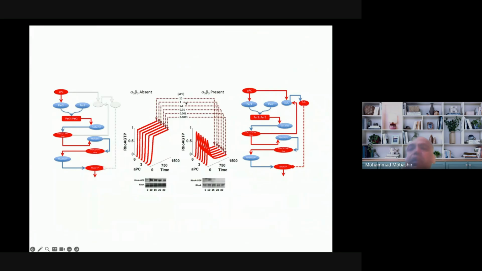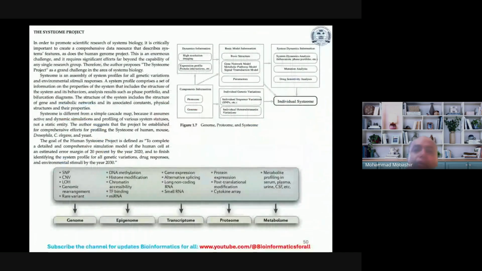And here you can see the amount of dose for the drug. When you are increasing the dose amount, still the output response remains the same. And this comes under robustness. So how robust the result is. Now you can understand the Systeome project.